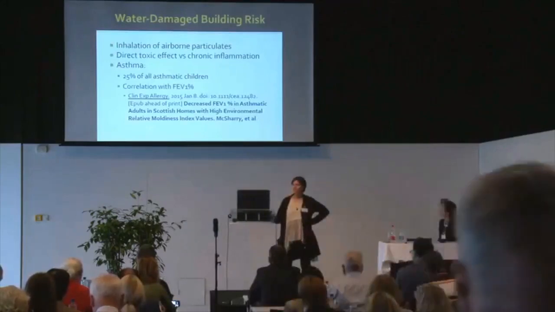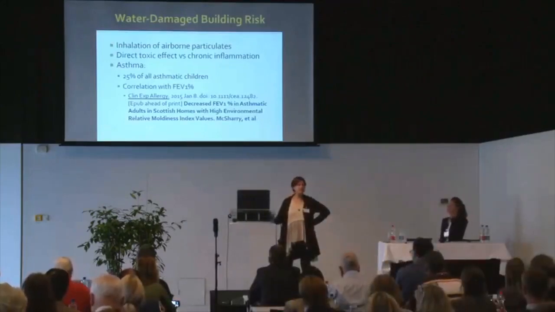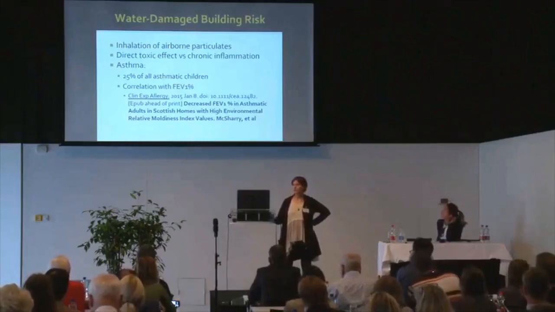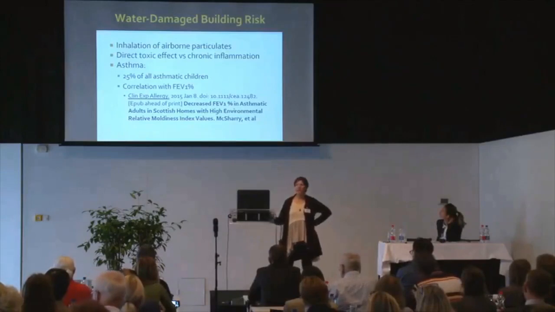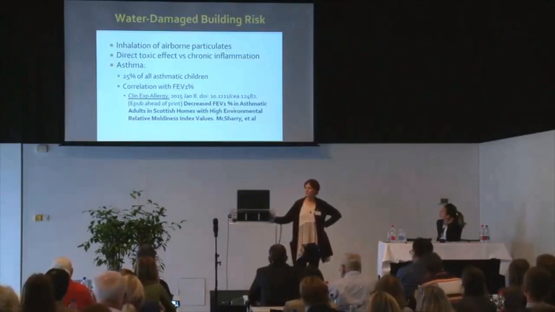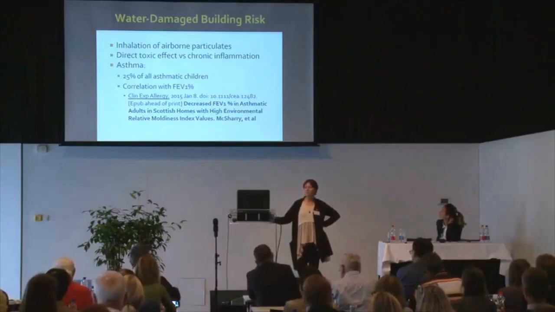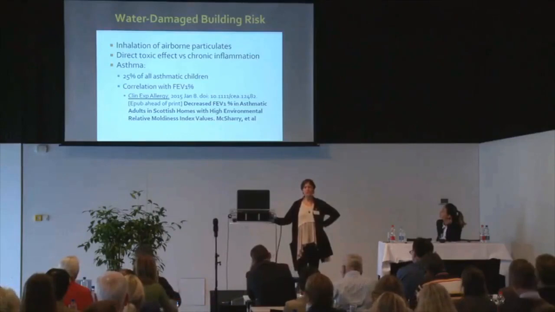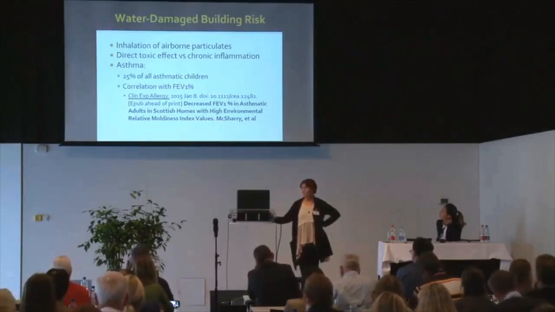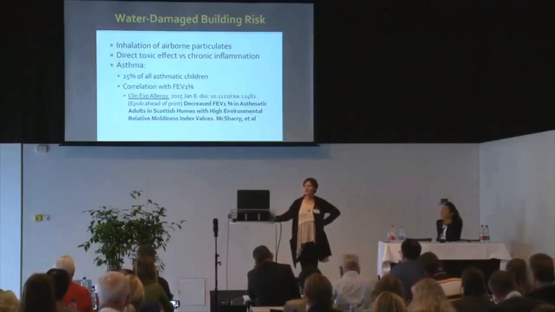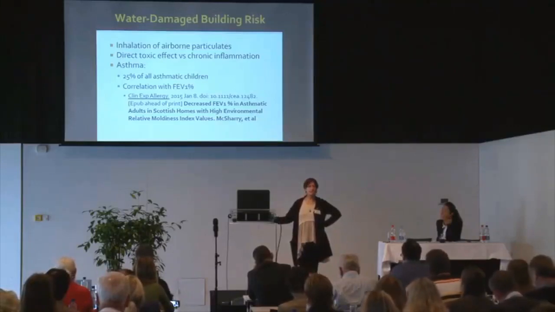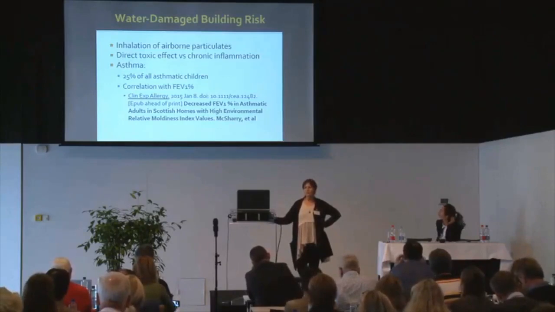And so what is the risk? Well, the risk is really from inhalation of these airborne particles. There's some direct toxic effect as well as chronic inflammation. And a big problem is asthma. There's a wonderful study out of Scotland that showed that the number one predictor of asthma severity was the ERMI score, the amount of mold in their home. There's another study out of China that looked at rates of asthma in children based on the mold content of the schools, and the schools with the highest mold content had the highest rates of asthma.